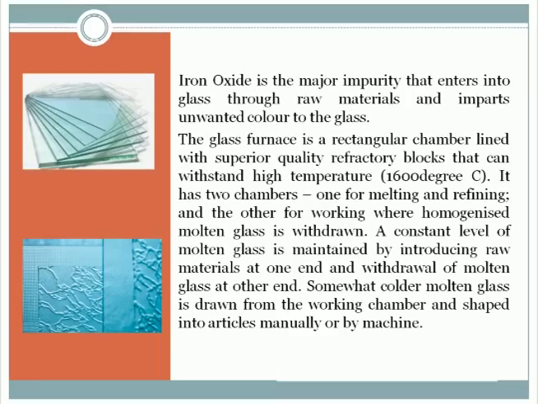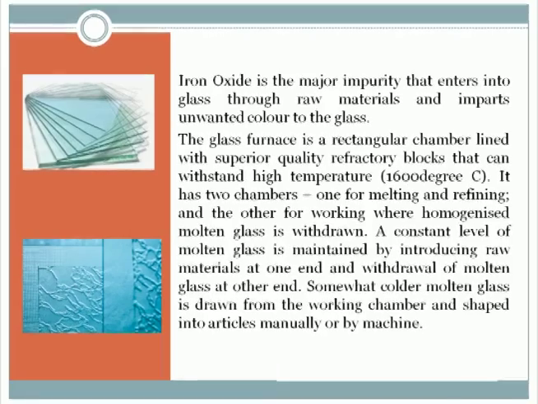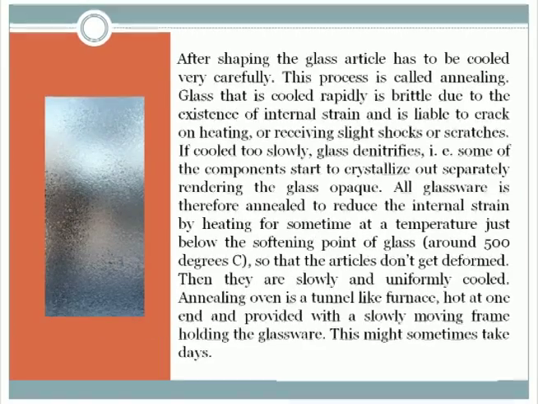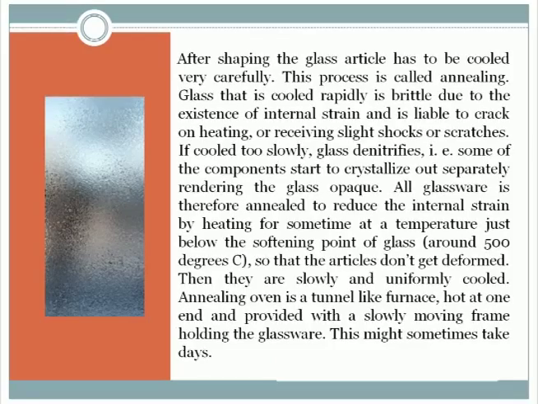degrees centigrade. It has two chambers, one for melting and refining, and the other for working, where homogenized molten glass is withdrawn. A constant level of molten glass is maintained by introducing raw materials at one end and withdrawal of molten glass at the other end. Somewhat colder molten glass is drawn from the working chamber and shaped into articles manually or by machines. After shaping, the glass article has to be cooled very carefully.